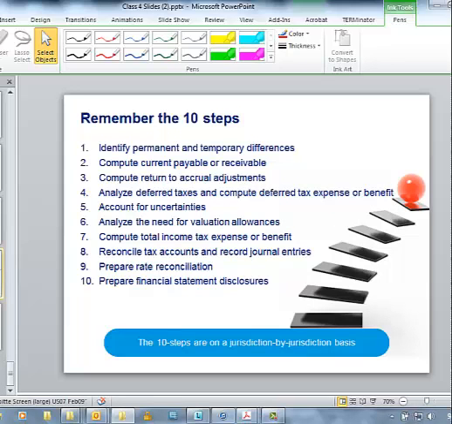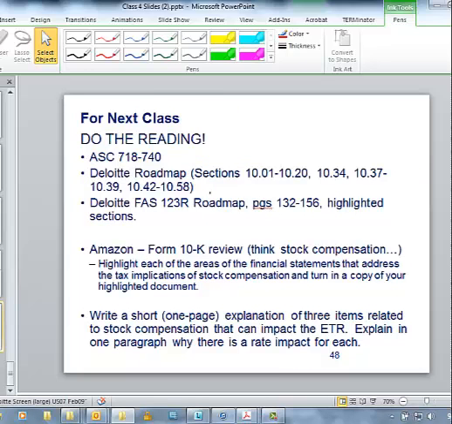10 steps. We have done the 10 steps to a provision. I can see you feel satisfied and energized. The next class is the hardest class. Tonight was a breeze.